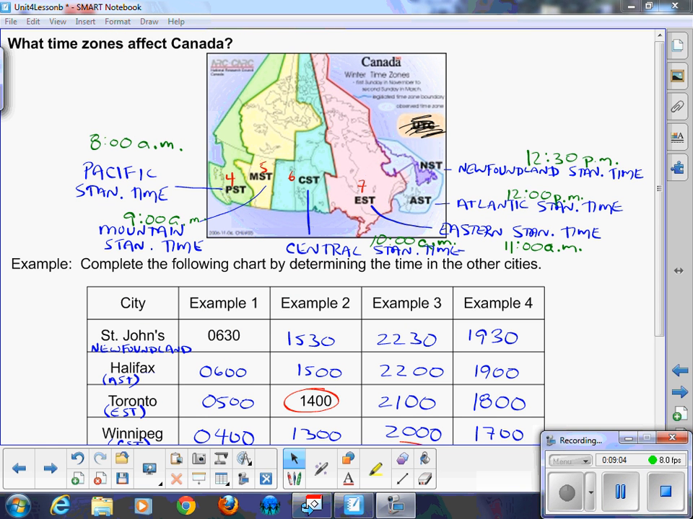So this allows you to finish up that first section of homework. You can get a little bit more practice with military time and also working with the time zones, which is very important here in Canada when we have such a large country. All right, good luck.